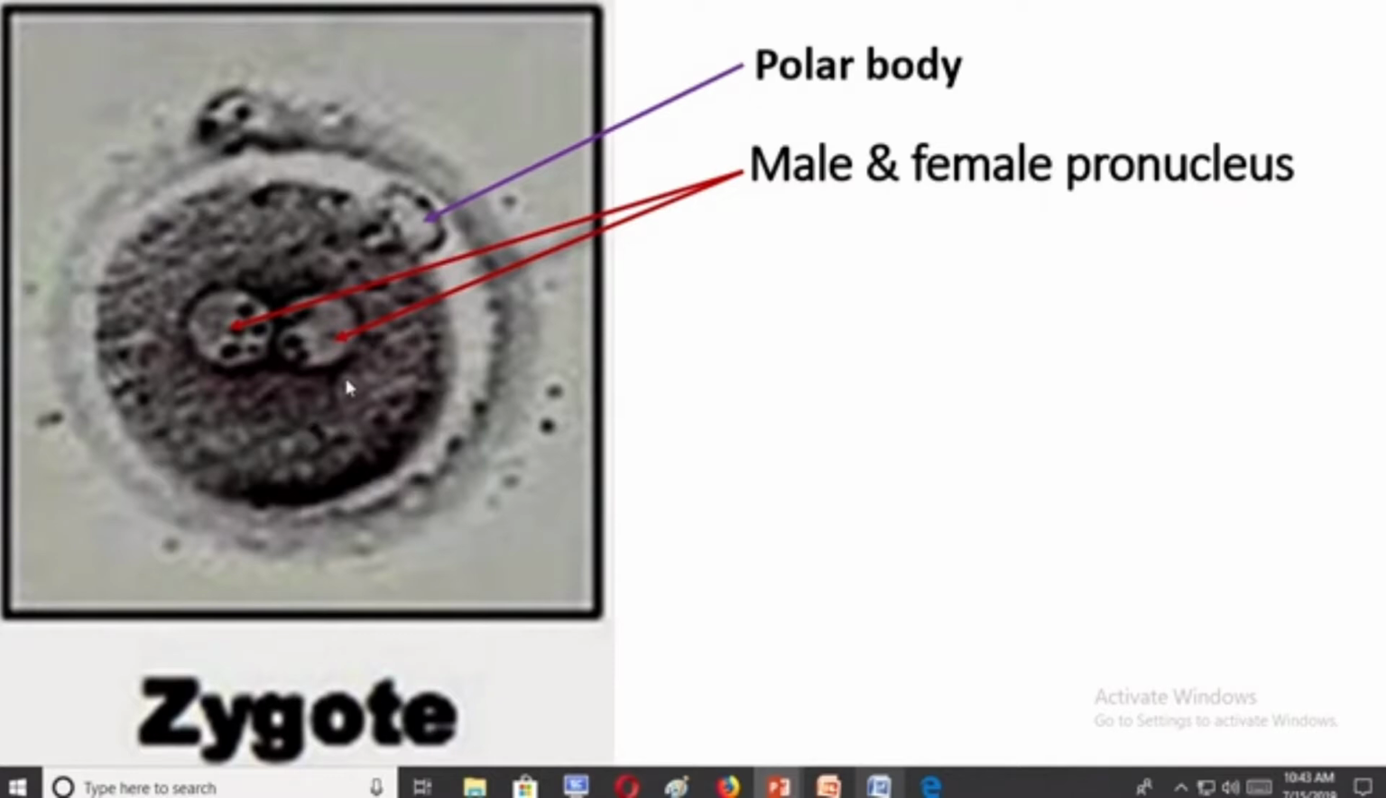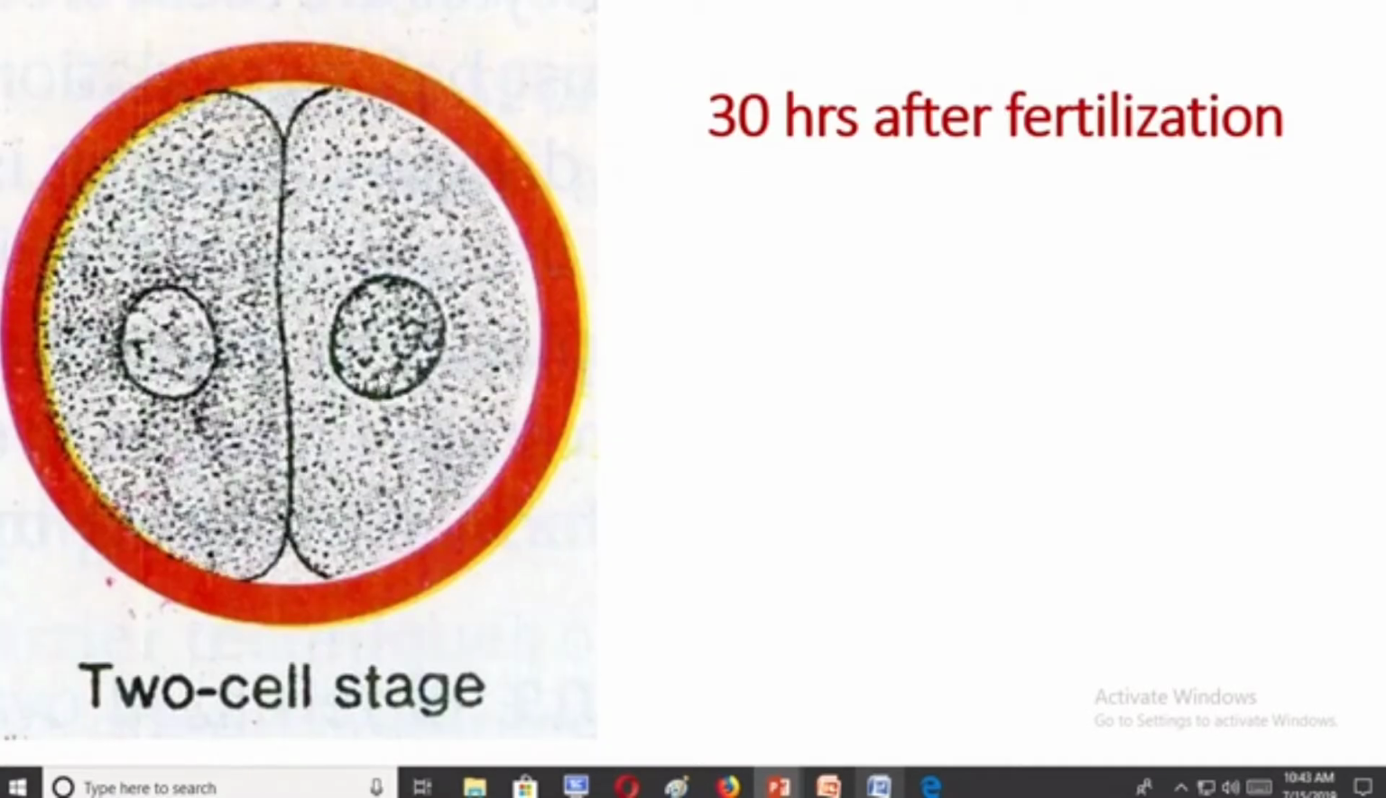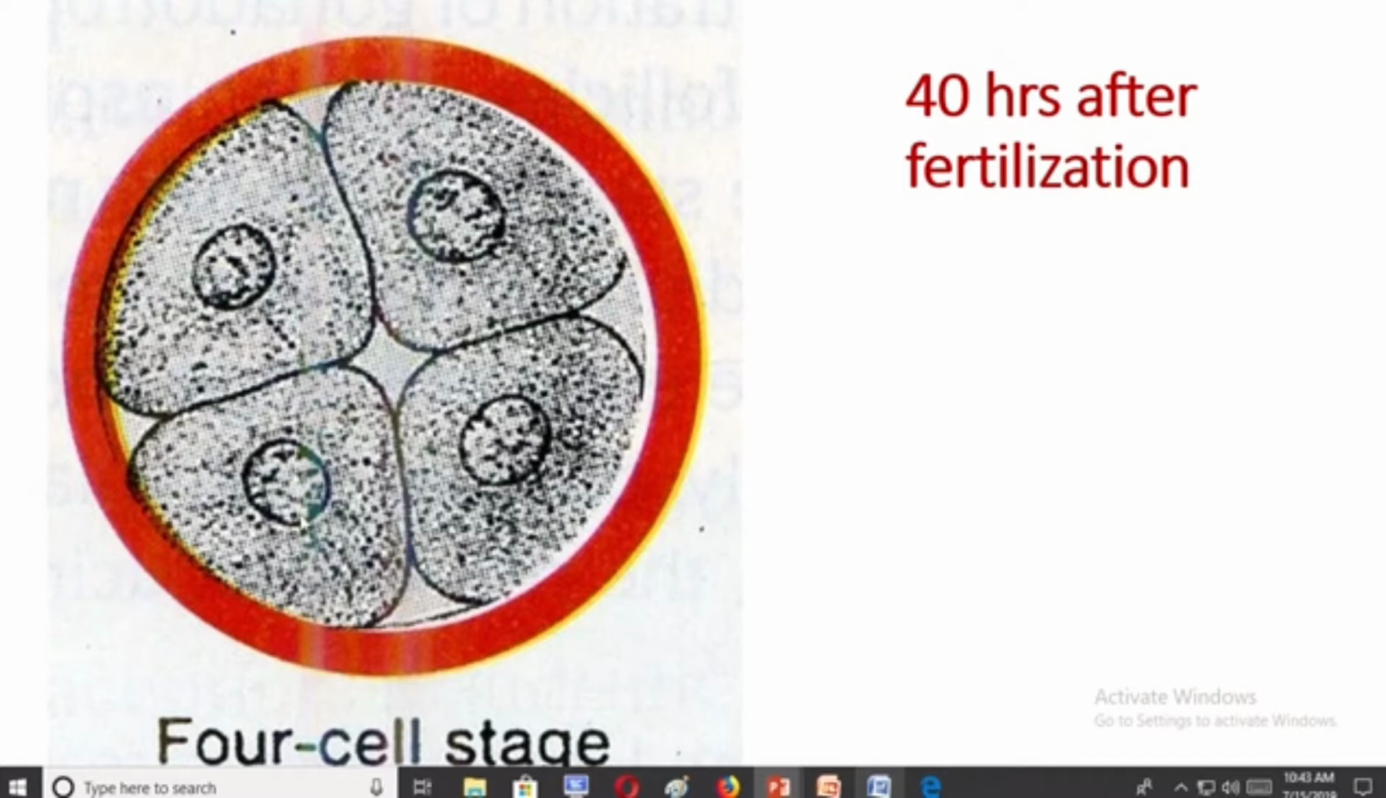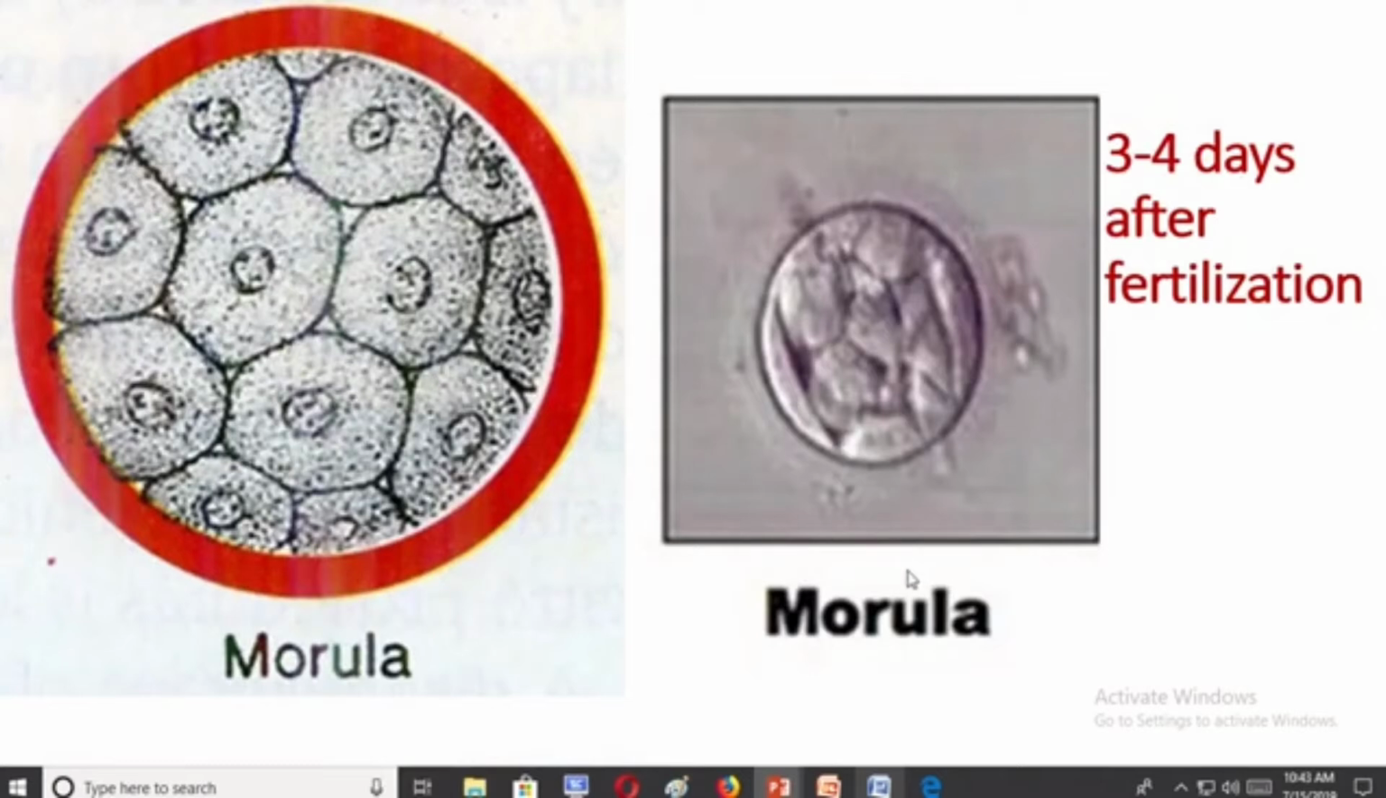This is the zygote, this is the male and female pronucleus, and this is the polar body. The 2 cell stage is seen after 30 hours after fertilization. Then cleavage division. After fertilization, the zygote begins to divide mitotically, and with each division the cell size is reduced. This is the 4 cell stage, 40 hours after fertilization. This is the morula. It is formed within 3 to 4 days after fertilization.